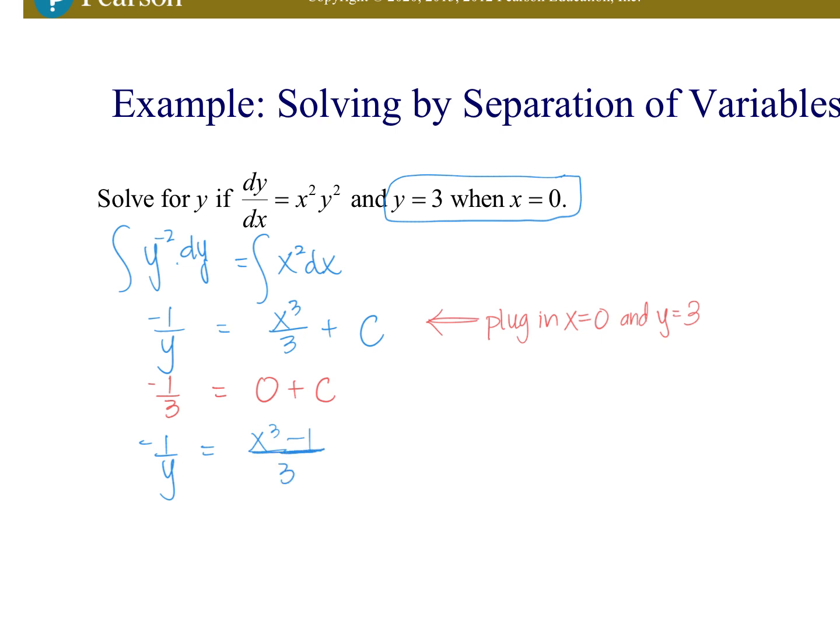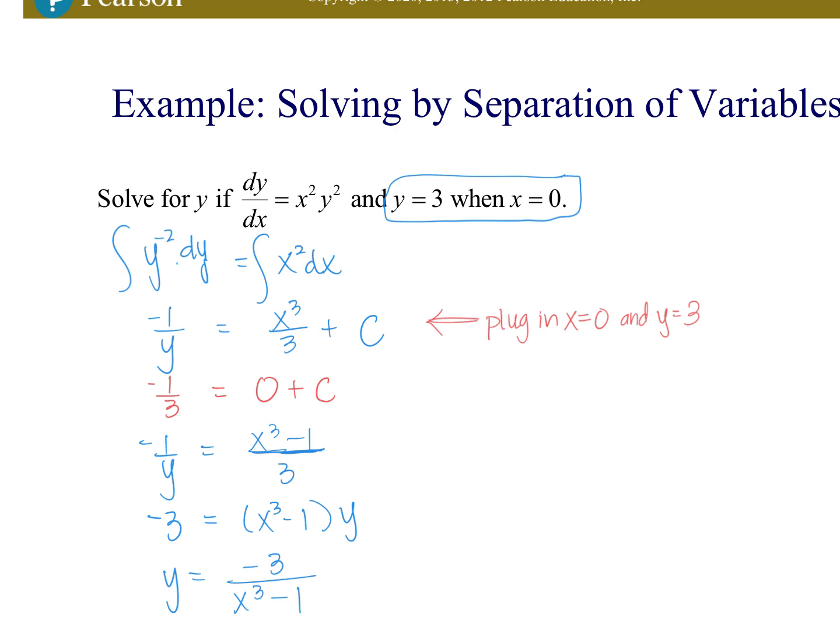Now, we want to get y alone. I always recommend cross multiplying, just to make sure you don't, it's less likely to make a mistake. So that would be negative 3 equals x cubed minus 1 times y. So then y by itself would be negative 3 over x cubed minus 1. And so that's our solution for y being alone.